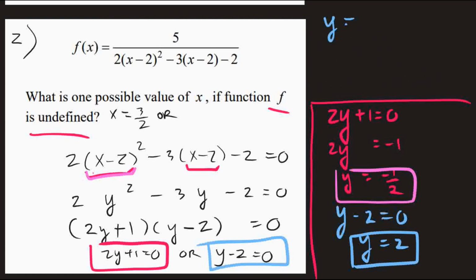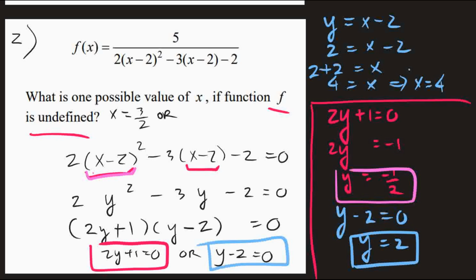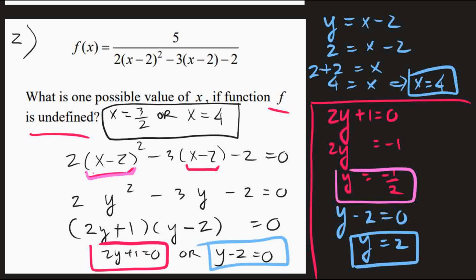Y equals x minus 2. If x is 2, then x will be minus 2. Move to the left, minus 2 becomes plus 2, so 4 is x equals 4. So the other possible answer is x equals 4. That is our final answer for this question.